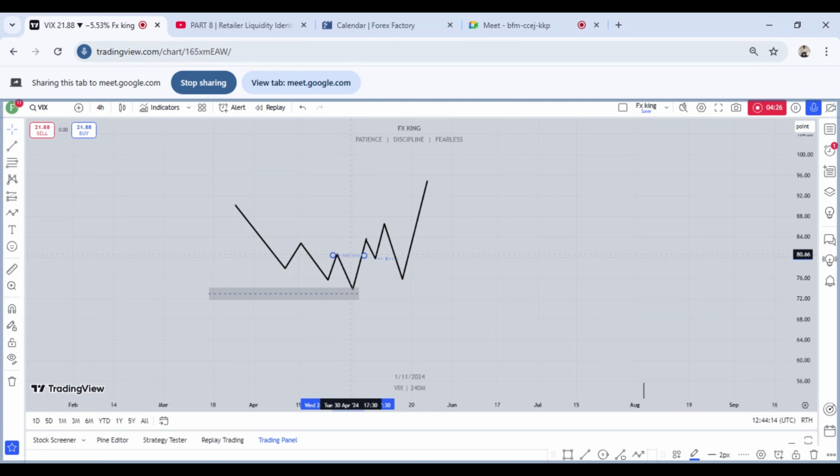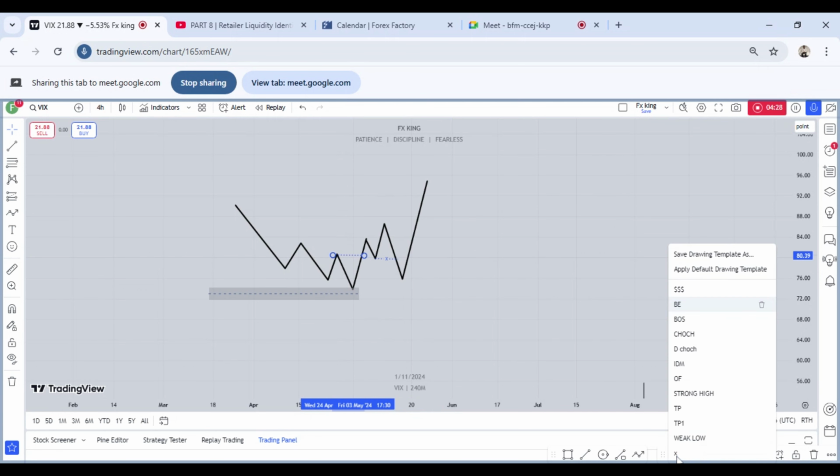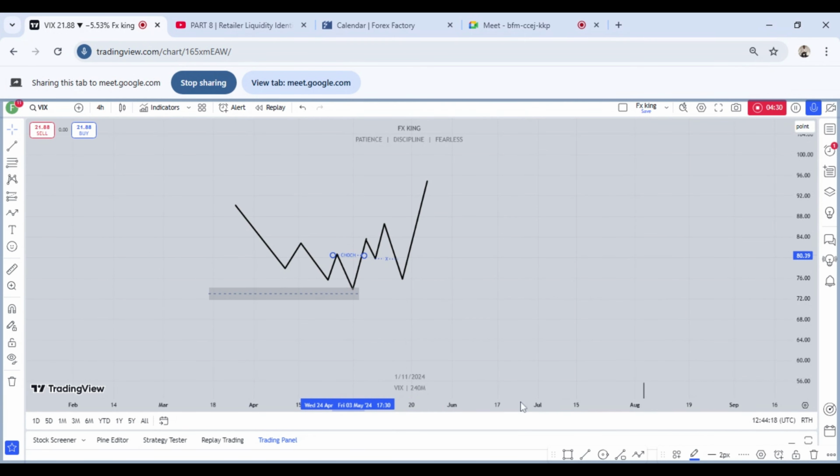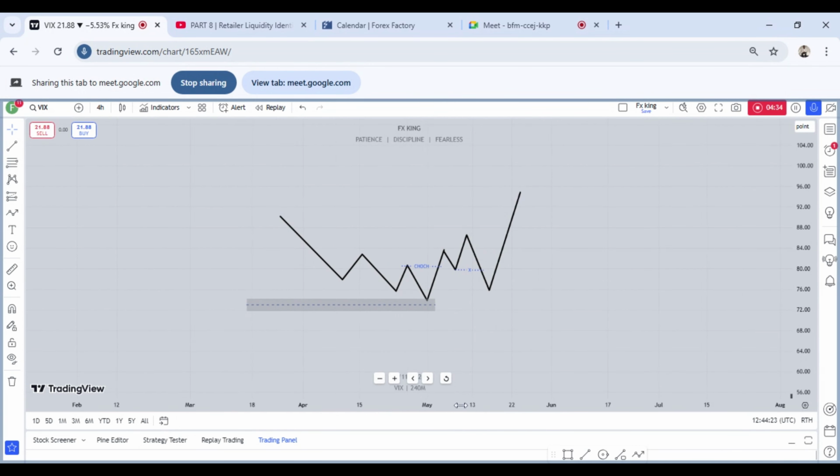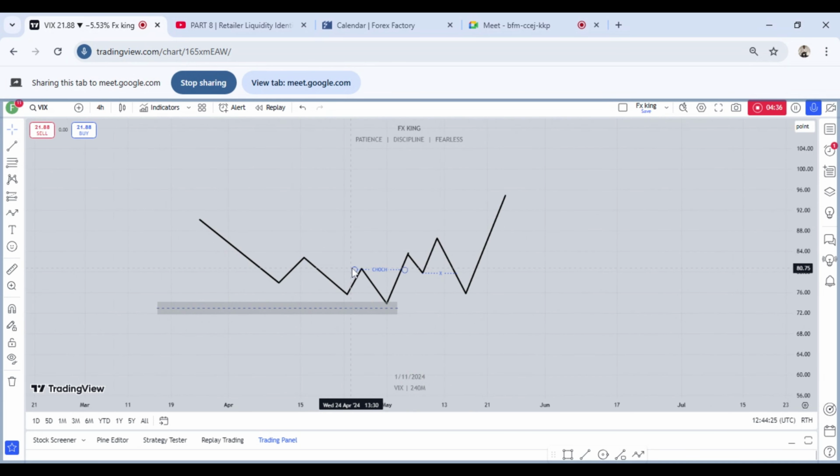This is our change of character. Let me increase it so that you can see well.